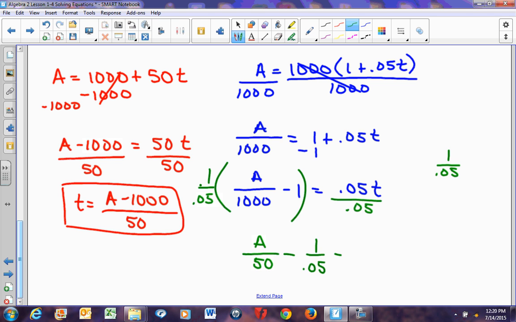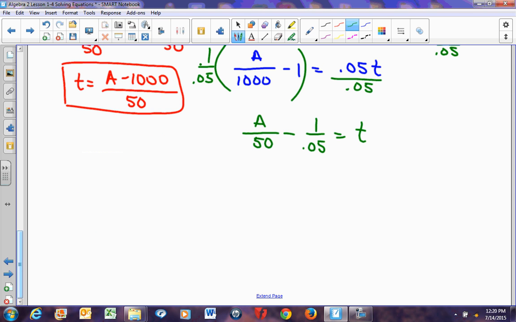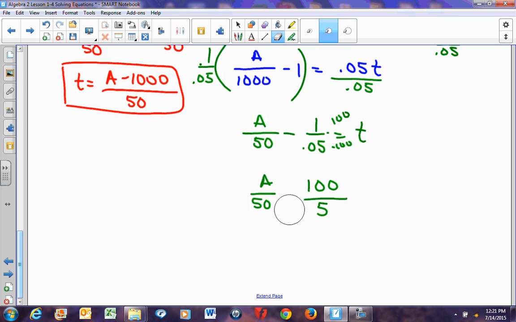Now here's the fun part. You can't have a decimal within a fraction. So I cannot leave this as 1 divided by 0.05. So I have to multiply everything by 100. I have to multiply this by 100. So I'm going to have A over 50 equals 100 divided by, minus, not equals. It'll happen in signs. Okay, equals T.